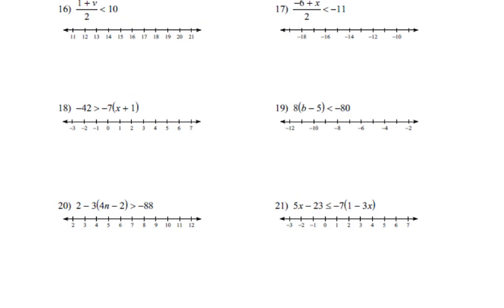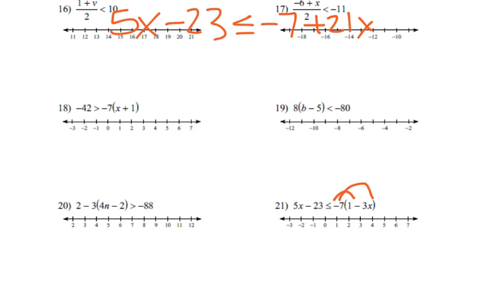Alright, then that last one, so 5x minus 23 less than or equal to negative 7 times 1 is negative 7. Negative 7 times negative 3 is a positive 21x. Now, I could subtract here and end up with a negative variable, and then I'd have to flip the inequality symbol, which works, but I'd rather go this way. So I'm going to subtract 5x from both sides. That way I just get negative 23 on one side.